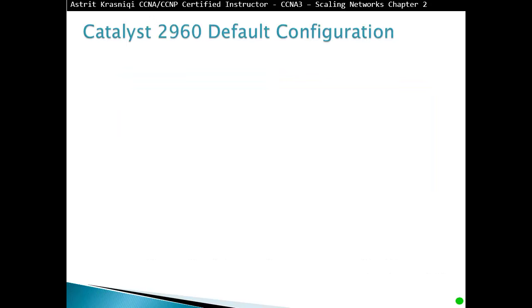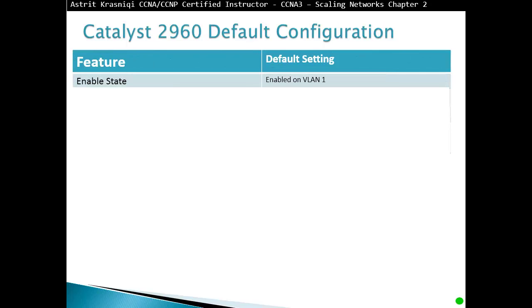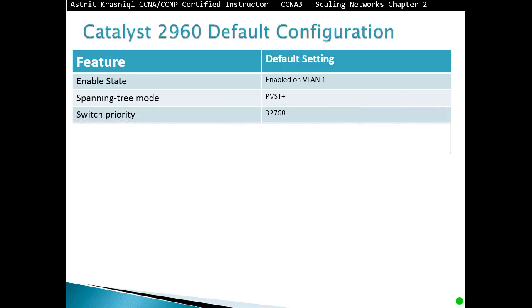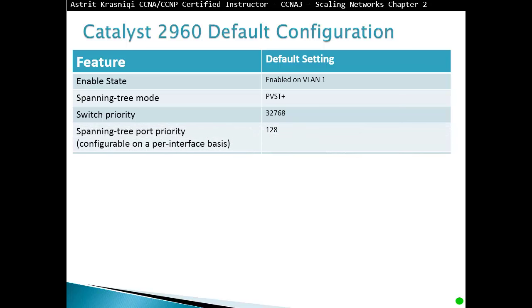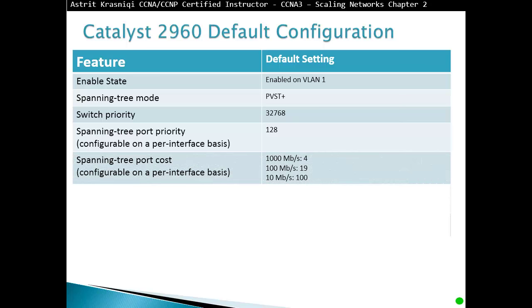Catalyst 2960 default configuration. By default, the spanning tree is enabled on VLAN 1. Spanning tree mode is per VLAN spanning tree plus. Spanning tree priority default on Catalyst 2960, pretty much in every Catalyst switch, is 32768. Spanning tree port priority, configurable on a per interface basis, is 128. Spanning tree port cost, configurable again on a per interface basis, default for 1 gig is 4.